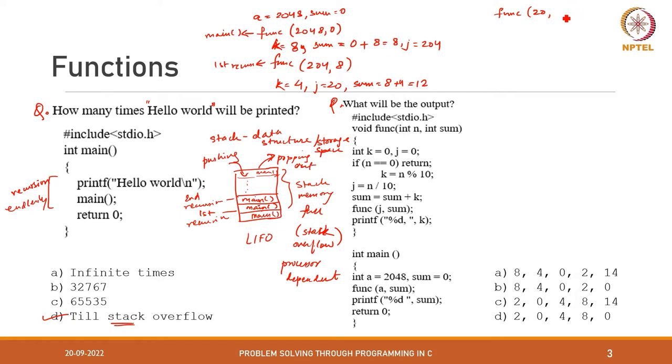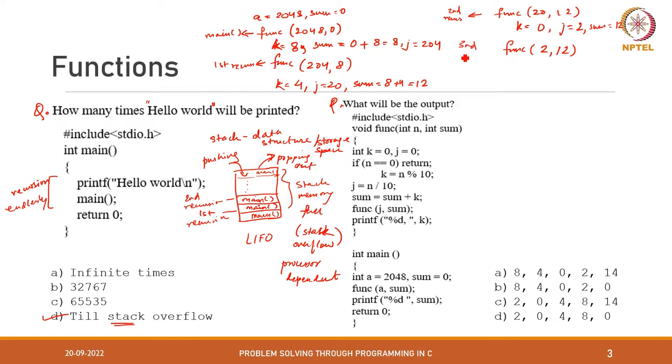Alright, this is the second recursion. Now for this the value of k will be n percent 10, which is 0 here. j will be 2 and sum will stay at 12 because this is plus 0 for this step. And next we are again calling func with j and sum, right? So this is the third recursion.